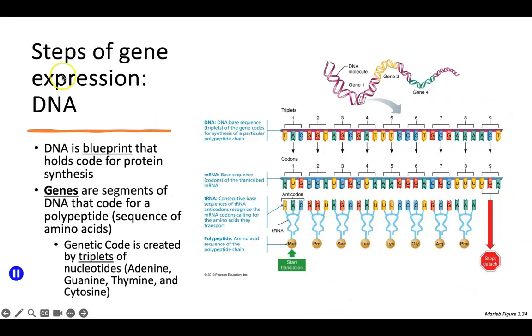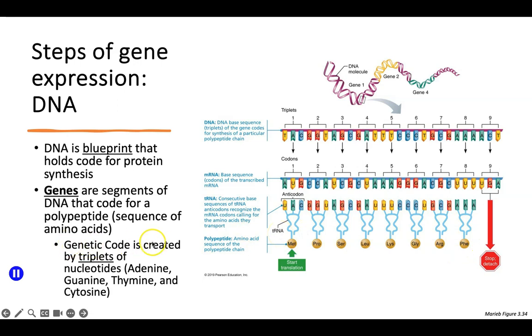So let's start with the DNA step of gene expression. So reminder, DNA is the blueprint that holds the code for protein synthesis. You can see here, it's holding the code in these things called genes. So genes are segments of DNA that code for a polypeptide. And a polypeptide is just a sequence of amino acids. So here, 1, 2, 3, 4, 5, 6, 7, 8 amino acids in this particular polypeptide.